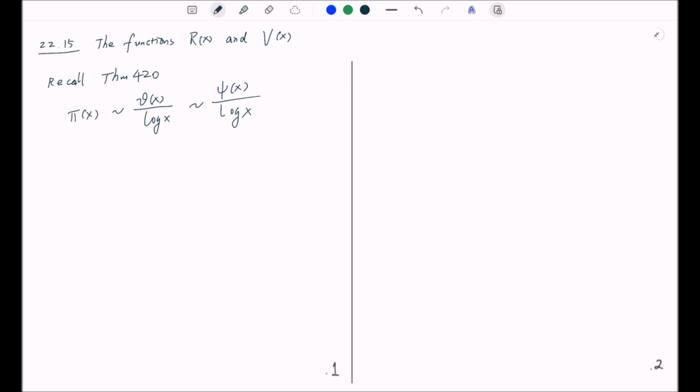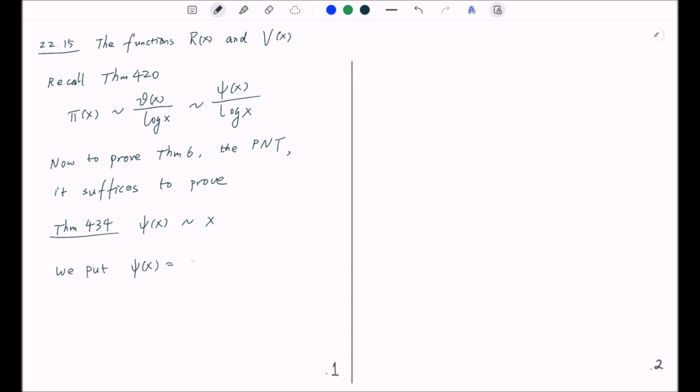Now to prove theorem 6, namely the prime number theorem, it suffices to prove the following theorem 4.34, that psi of x is similar to x. And to this end, we put psi of x equal to x plus r of x. Then it follows that psi of x similar to x is equivalent to saying that r of x is a little o of x as x goes to infinity.